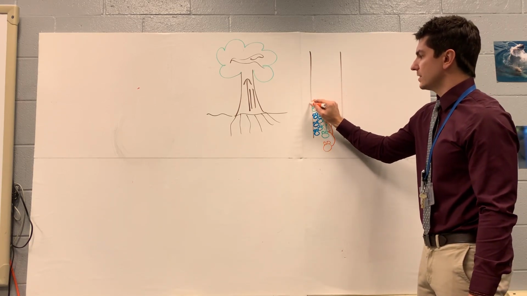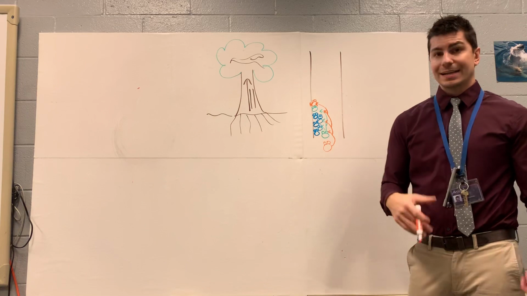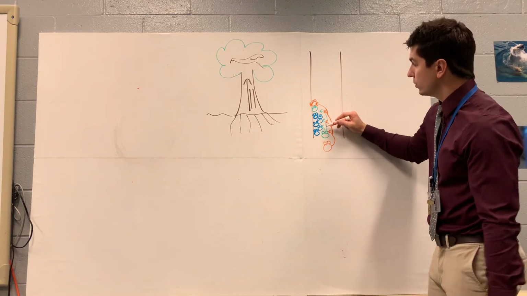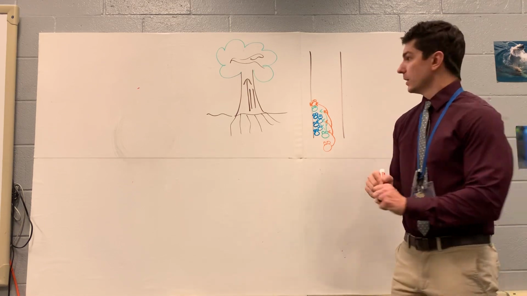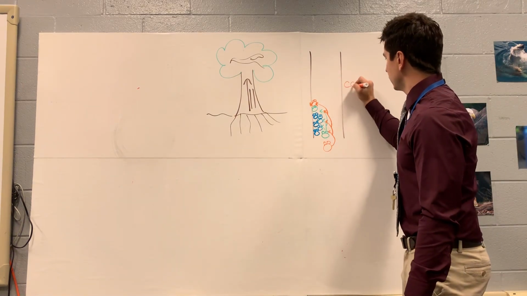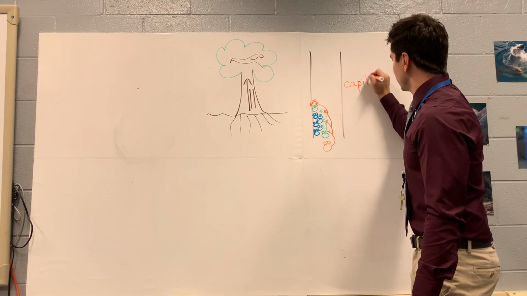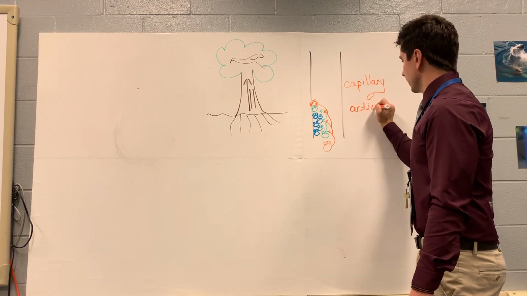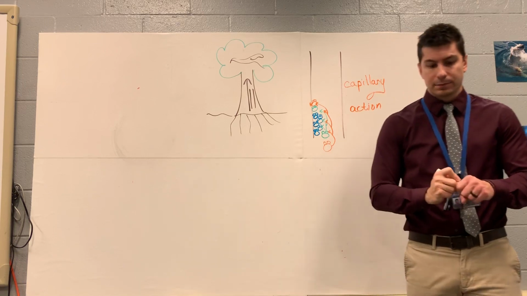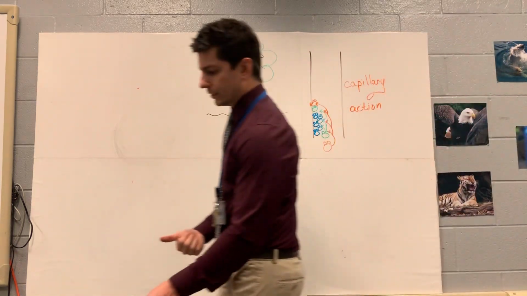So it attaching to the side of the tube in trees, that's adhesion. And then the water using other water as a ladder, essentially, that's cohesion. This whole process is called capillary action. Okay? All right.